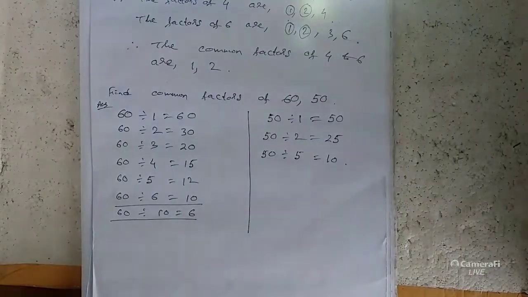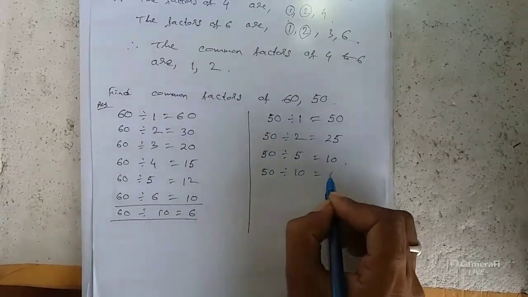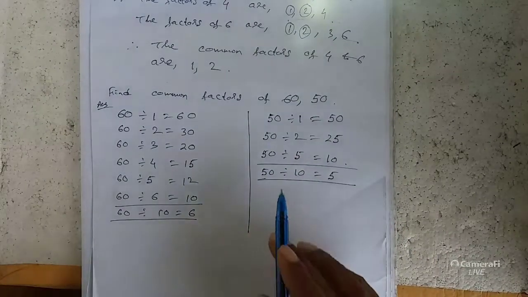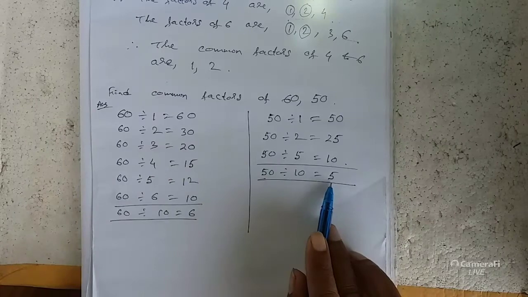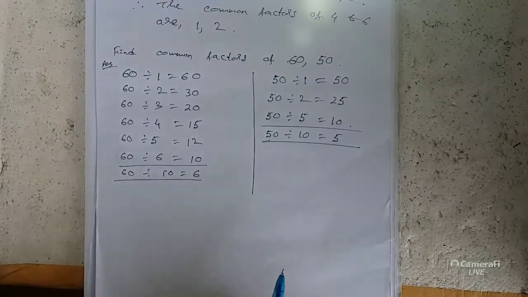Result is 10. After 5, 10 is the next number which can divide 50. 6, 7, 8 and 9 cannot divide 50. Next number is 10. 50 divided by 10 equals 5. Result is matching here. If we divide 50 by 5 we get 10. When we divide 50 by 10 we get 5. So stop here. Now let us make the list of factors.